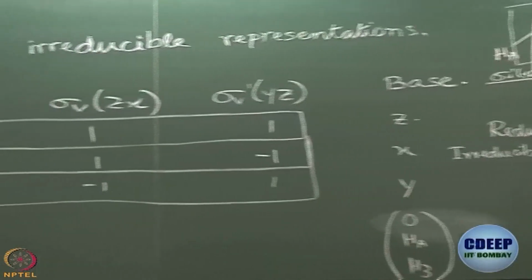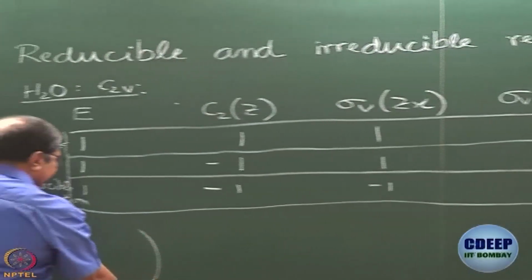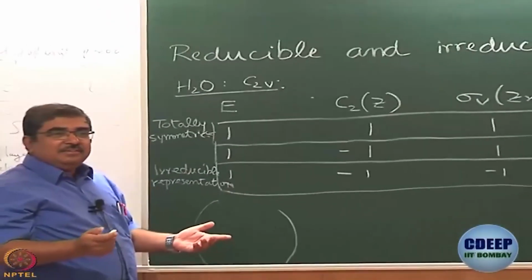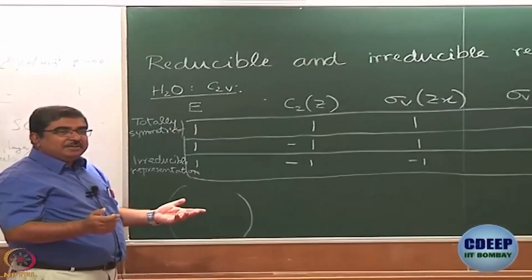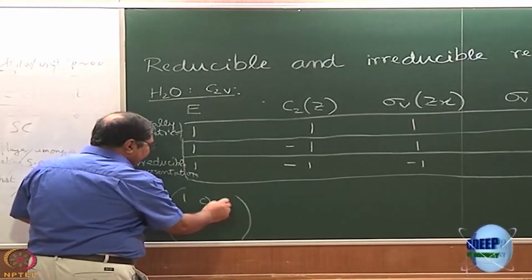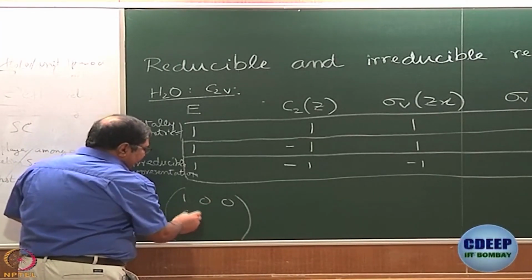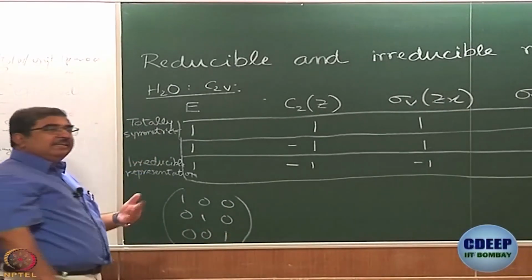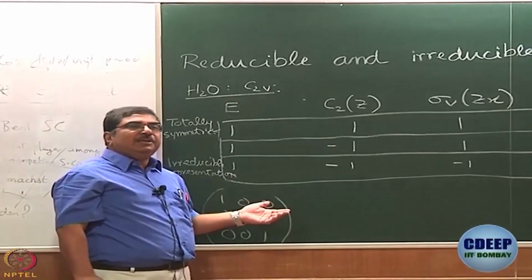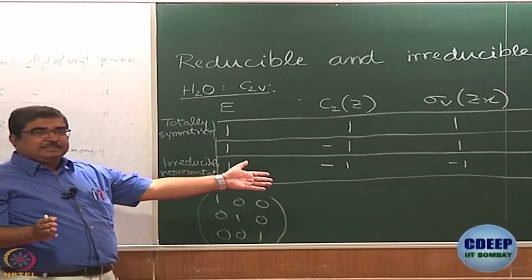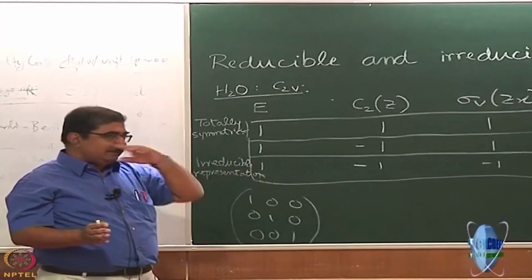E is very easy to write. What will E be? 1 0 0, then 0 1 0, 0 0 1. That is easy, right? E is identity, doing nothing. That means multiplication by the unit matrix of whatever be the order of this representation of the basis.